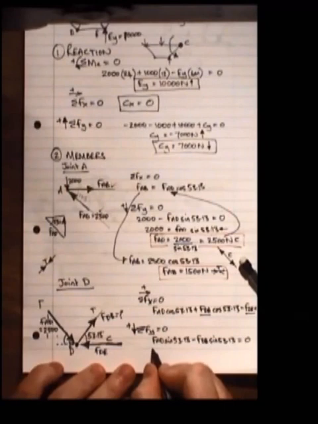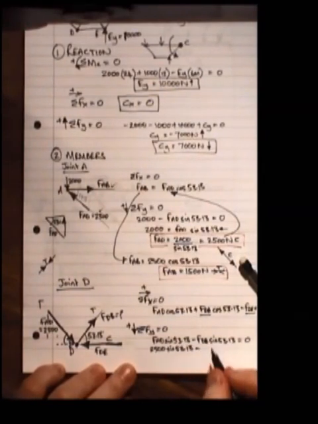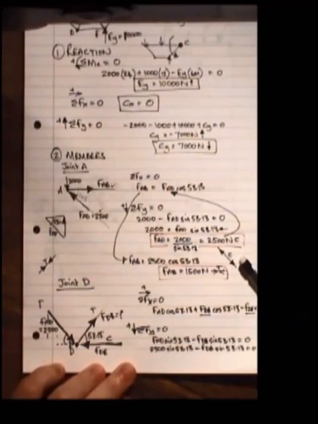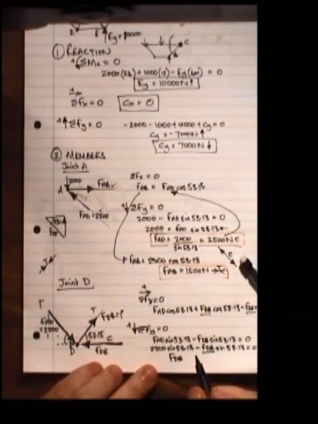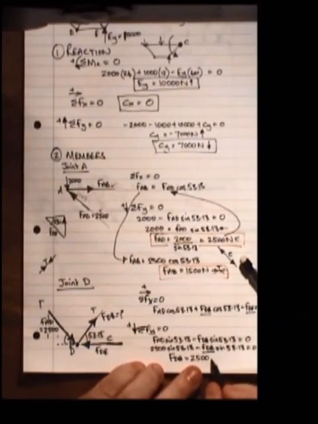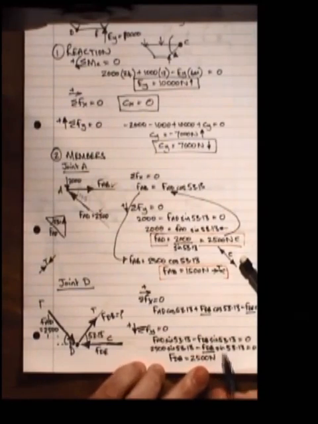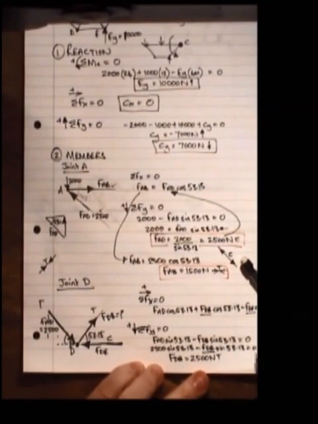Now FAD, we know that's 2,500. So we've got 2,500 sine 53.13 minus FDB sine 53.13 equals 0. You can find out from this equation here what FDB is. FDB equals 2,500. FDB, the arrows are pointing inwards, so that it's tension.